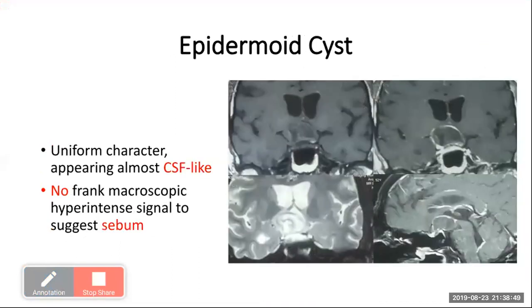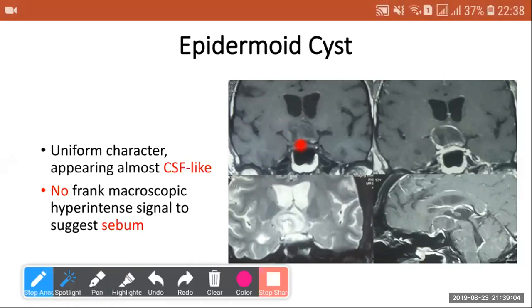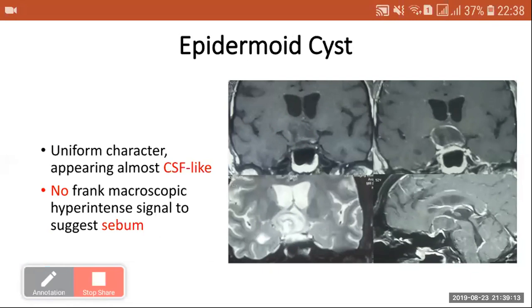The epidermoid cyst is like Rathke cleft cyst, but the fluid component is not like CSF; it is not clear like Rathke. The sebum we can see here. It is not just CSF-like as in Rathke cleft cyst. But the location is almost the same, above the pituitary gland on the midline.